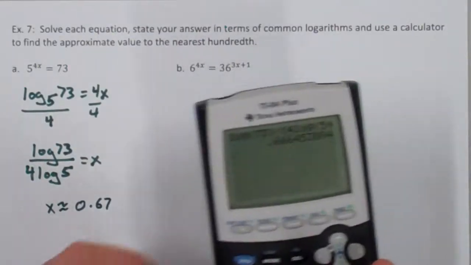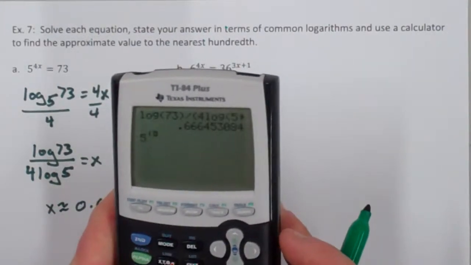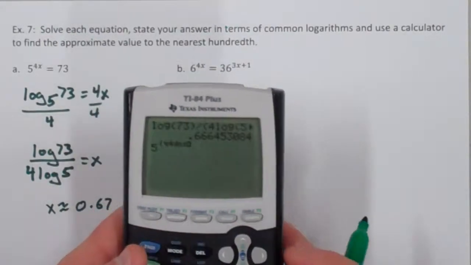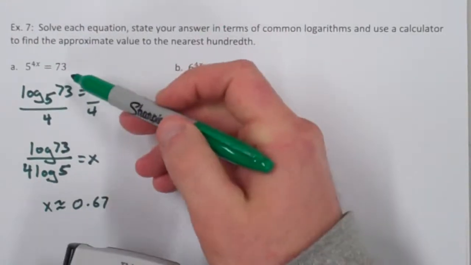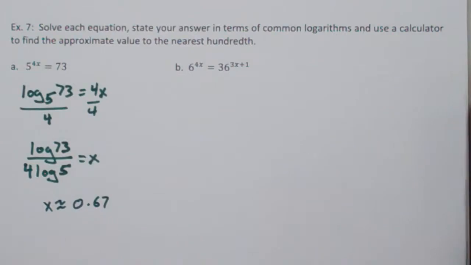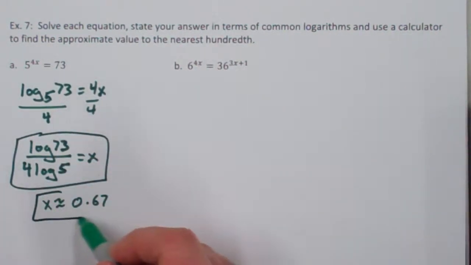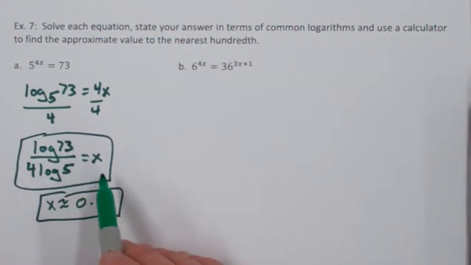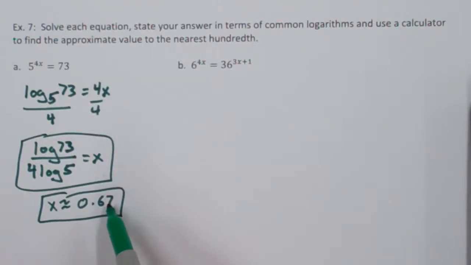We could check this in the calculator real easily. Just do 5, raise it to the 4 times your answer, and see what you get. Get 73, and we can look that the right side is 73 as well. So we're good to go with this answer. We need to provide both in this case. Here's the exact value, and then this one right here is going to be your approximate.